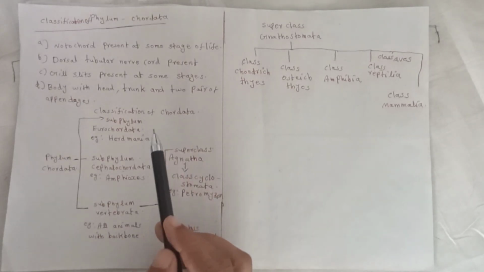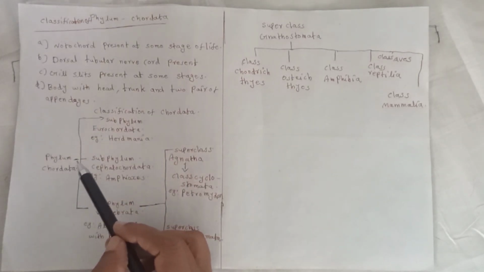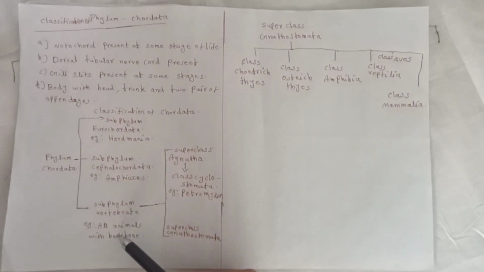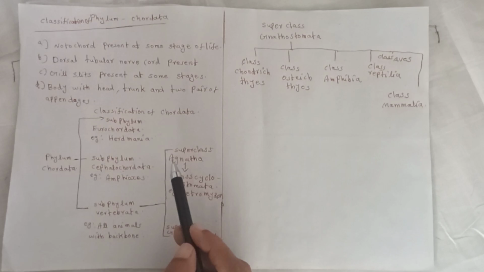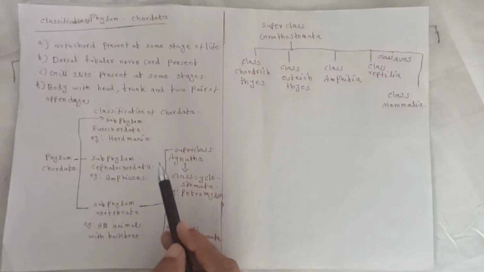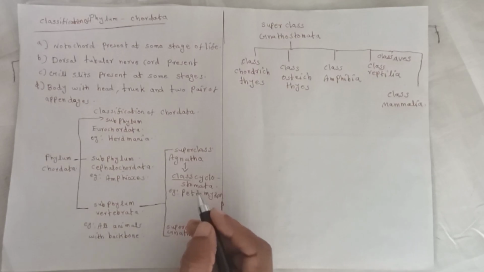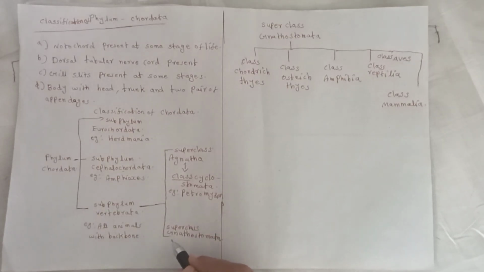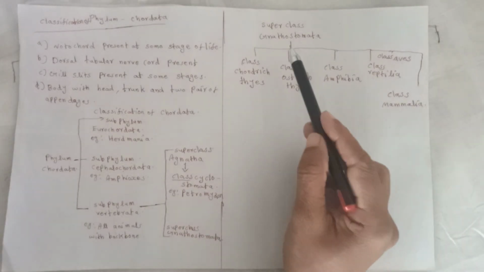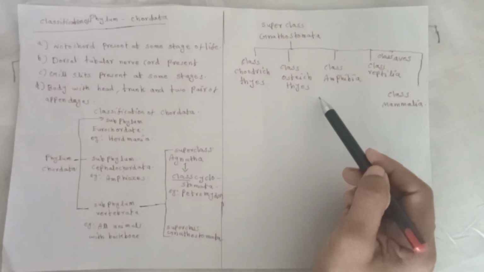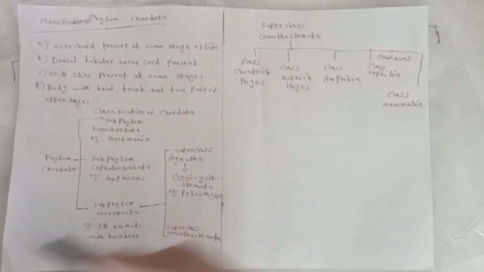Once more, the phylum Chordata is classified into subphyla: subphylum Urochordata, subphylum Cephalochordata and subphylum Vertebrata. The subphylum Vertebrata is classified into two superclasses, Agnatha, jawless animals, and Gnathostomata. The Agnatha has only a single class, Cyclostomata, example Petromyzon. The superclass Gnathostomata, jawed animals, is classified into class Chondrichthyes, class Osteichthyes, class Amphibia, class Reptilia, class Aves and class Mammalia.